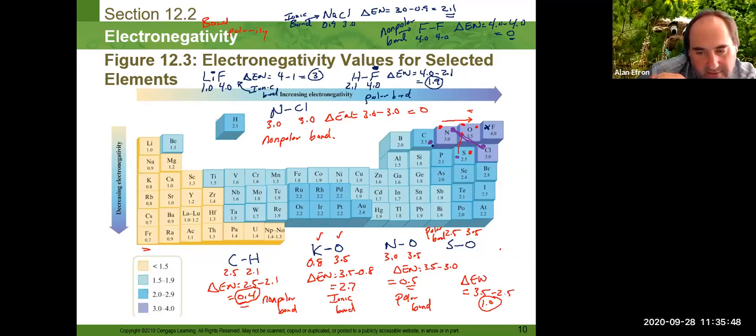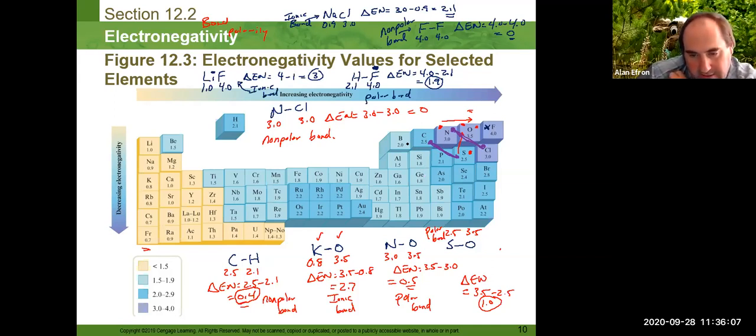They are diagonal of each other on the periodic table. Again, carbon being further up, sulfur being further to the right. They essentially will cancel each other out in terms of their electronegativity. So you do see that sort of diagonal relationship occur in a number of locations on the periodic table.